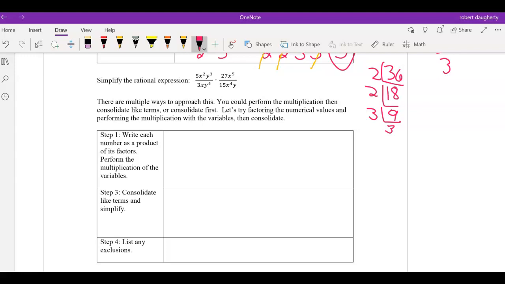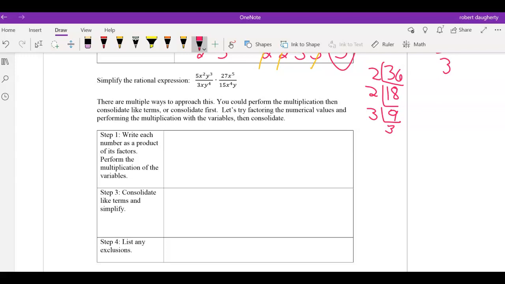Let's look at the next one. So now I've got multiplication going on. There are a couple ways I could do this. I could simplify each fraction and then do the multiplying. What we can do now, we could maybe just factor all the numerical values and then perform the multiplication and then consolidate. So if we think about this, what have we got?